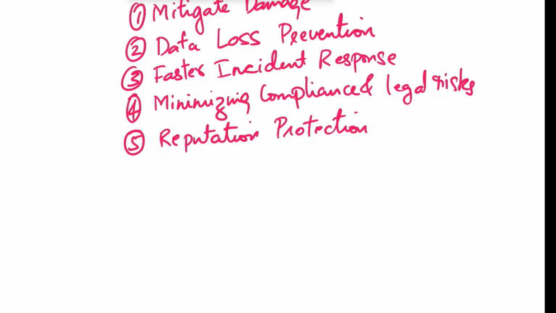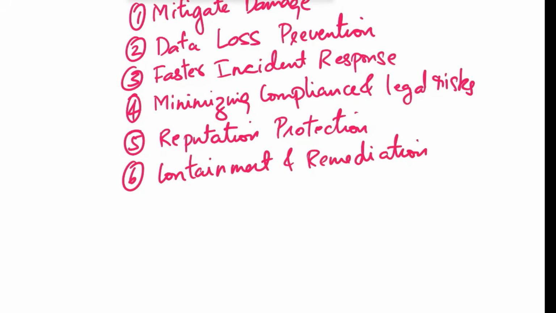Public perception is less likely to suffer if the organization can demonstrate a swift and effective response to a security incident. Next one is containment and remediation. A shorter dwell time makes it easier to isolate affected systems, remove the threat, and remediate vulnerabilities that were exploited by the attacker. This prevents the threat from spreading further.